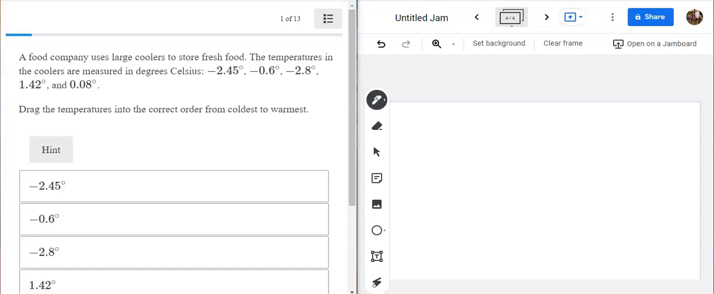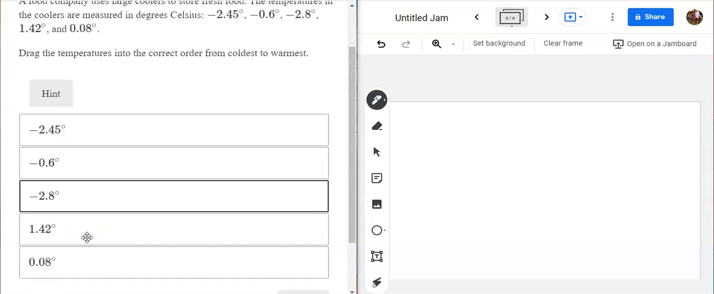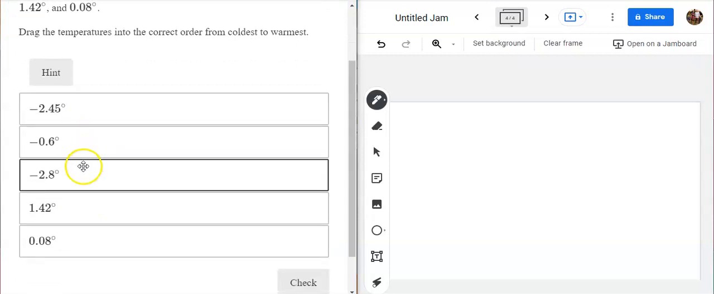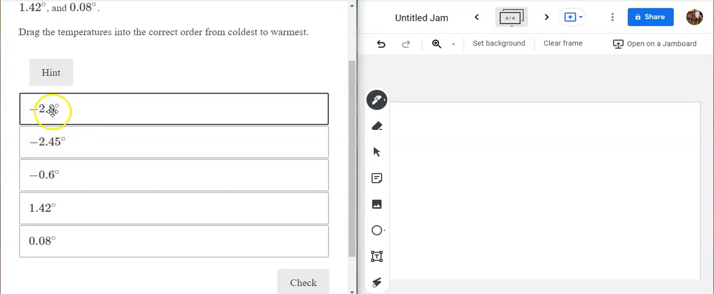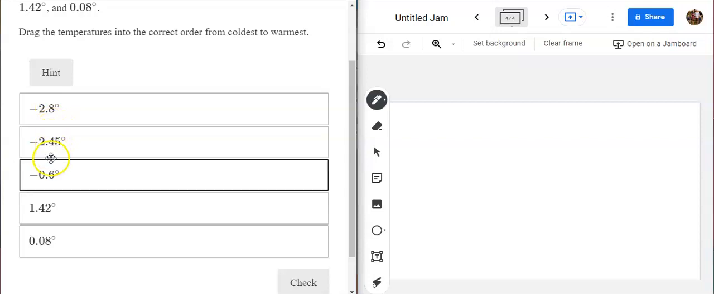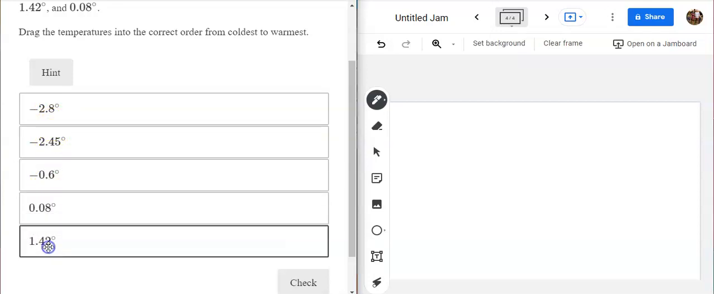A food company uses large coolers to store fresh fish, food. The temperatures in the coolers are measured in degrees Celsius: -2.5, -0.6, -2.8, 1.42, and 0.08. Drag the temperatures into the correct order from coldest to warmest. So coldest, we know all of our decimals are up here. We're going to have -2.8, then -2.5, because the 8 is farther away than the 5. And then we're going to move these two around, and we got it.